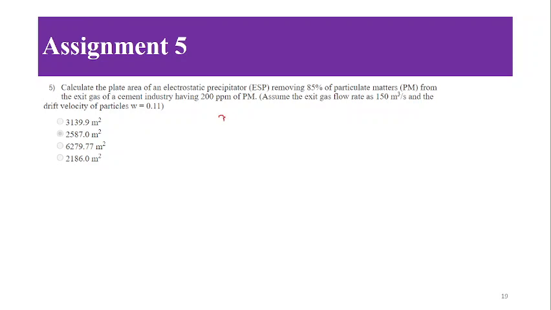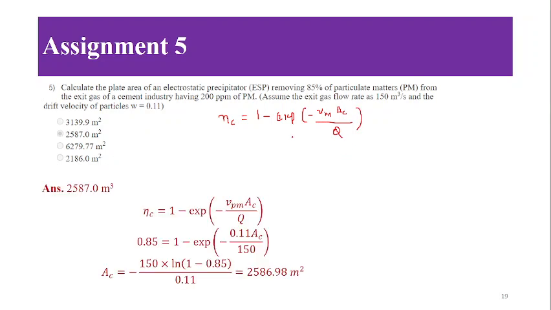So the plate efficiency, based on the design aspects of the electrostatic precipitator, is 1 minus exponential of minus drift velocity, VPM, into the plate area upon the flow rate. So this is the relation used here. Sorry, VPM. And using this relation, rearranging this equation, we can find out the plate area.